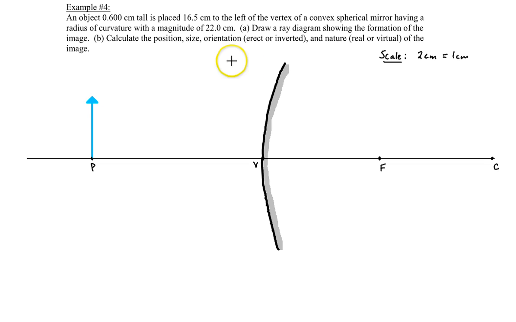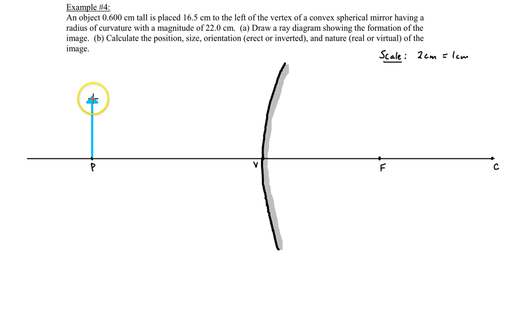Now, my object says it should be only 0.6 centimeters tall, but I've obviously drawn this a lot bigger than that. The reason I'm doing that is that if I used 0.6 centimeters, I would end up with a very tiny image, and I just want to see it nice and large. So I'm going to use a different scale for this object, and you can indicate that the scale here is 3 centimeters equivalent to 0.6 centimeters in my case. Okay, so now let's start drawing our ray diagram.